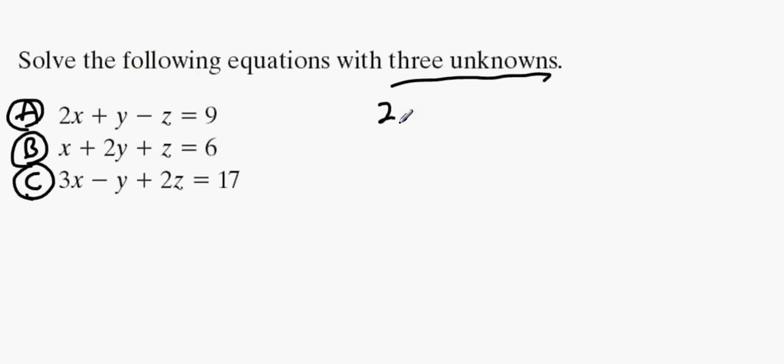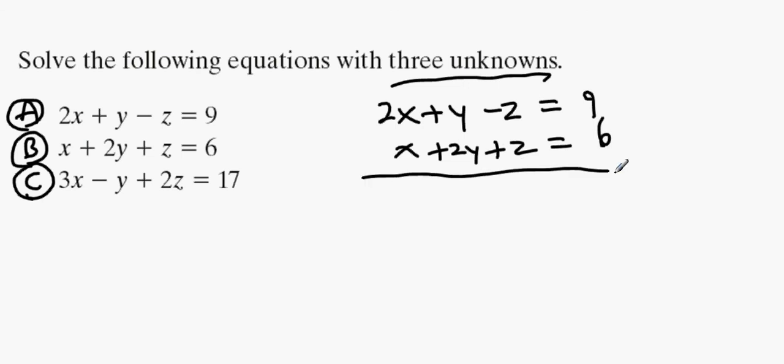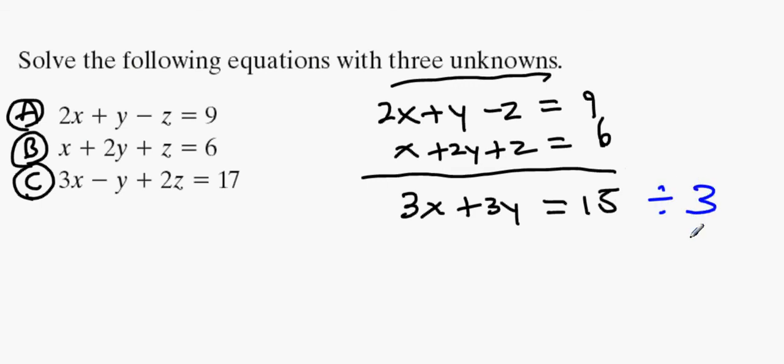So I'm going to get 2x plus y minus z equals 9, x plus 2y plus z equals 6. Add them all together, and we're going to get 3x plus 3y equals 15. I can divide everything there by 3 because 3 is divisible into everything there, so I'm going to get x plus y equals 5. I'm going to call this equation D, and D was formed using A and B.